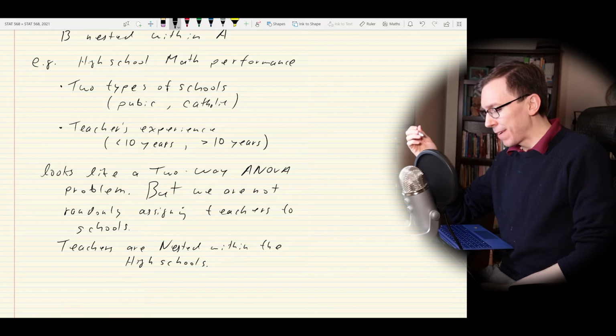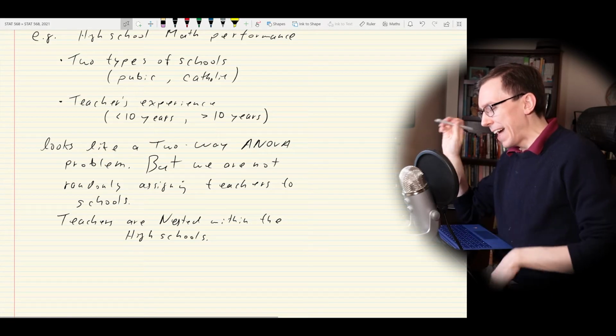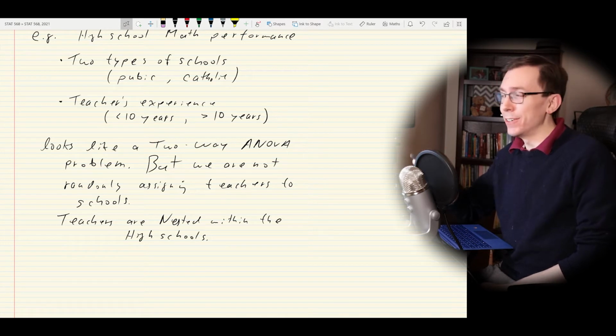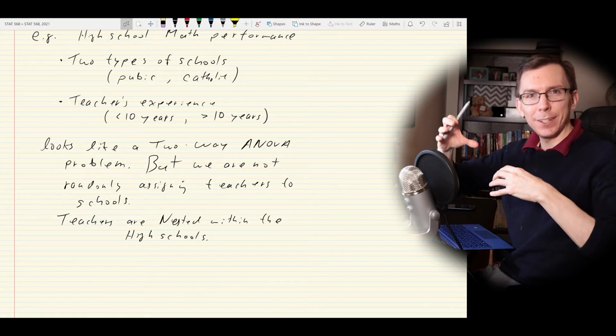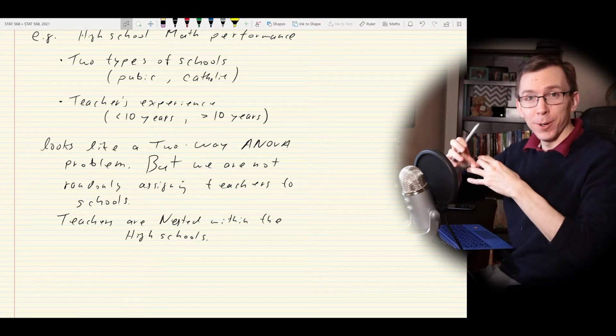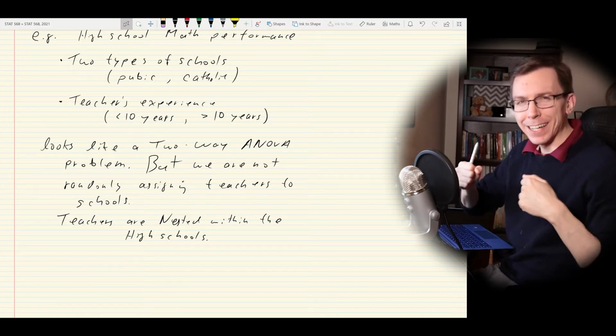So we have to consider the fact that the teachers are nested within the schools. And in that case, when we run the ANOVA, we have to consider that. What we would want to do is test the old and young teachers within the same school and not test them in some giant aggregate sense, if that kind of makes sense.